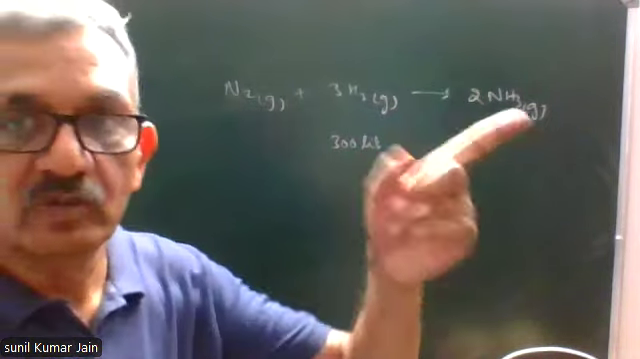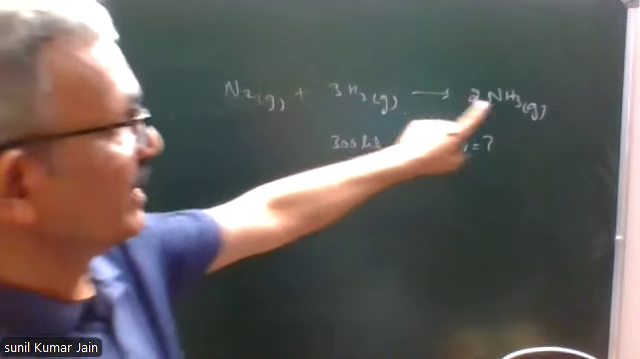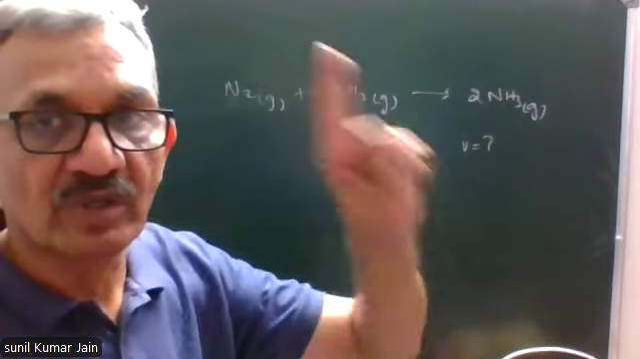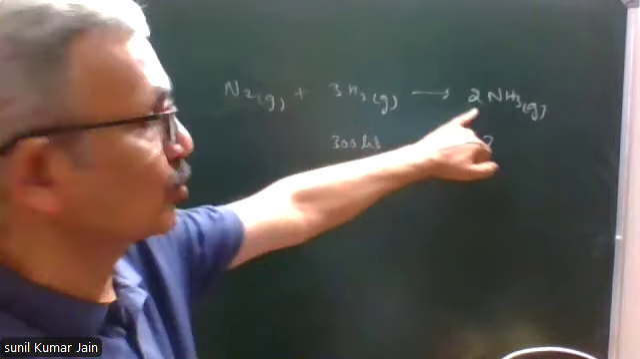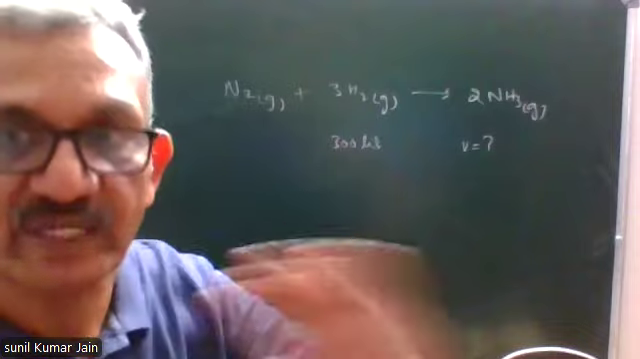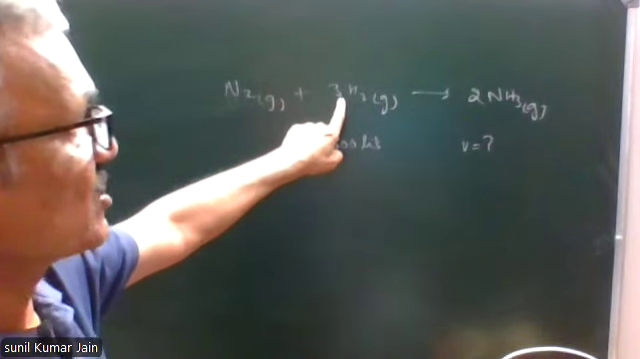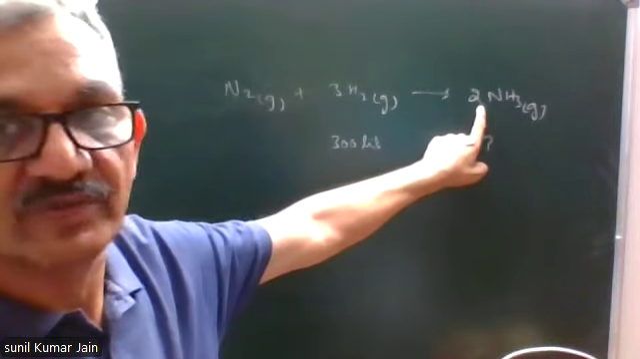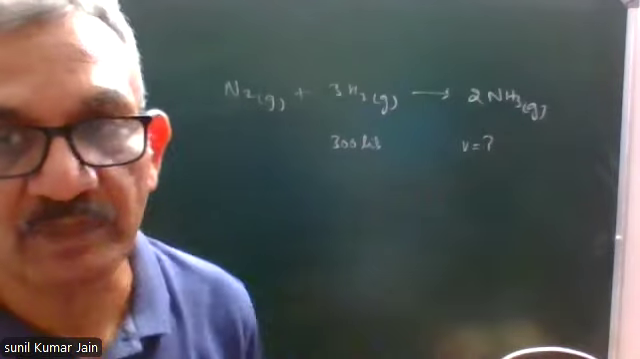See, according to Gay-Lussac's law, ratio of volumes of hydrogen and ammonia is 3:2. You have to explain this properly, right? So according to Gay-Lussac's law, 3 liters of hydrogen will produce 2 liters of ammonia. 300 will produce how much? That is your answer. It will come out to 200.